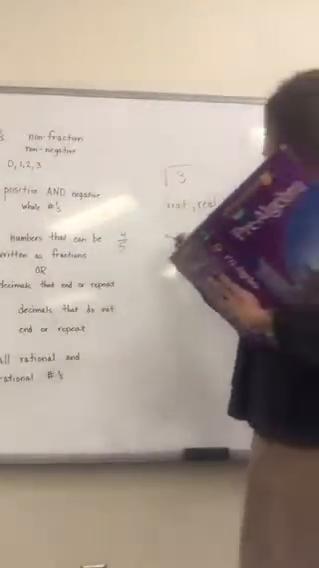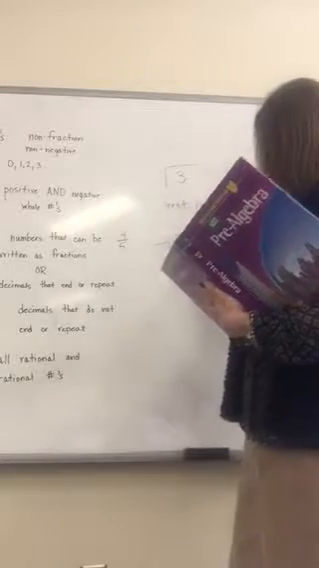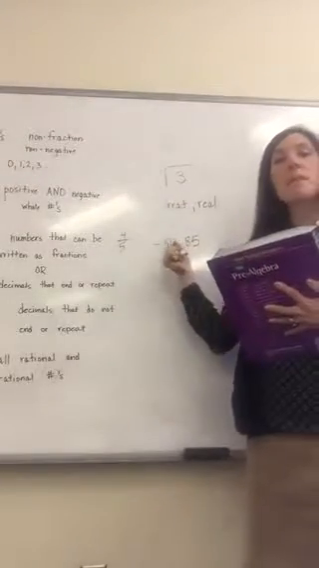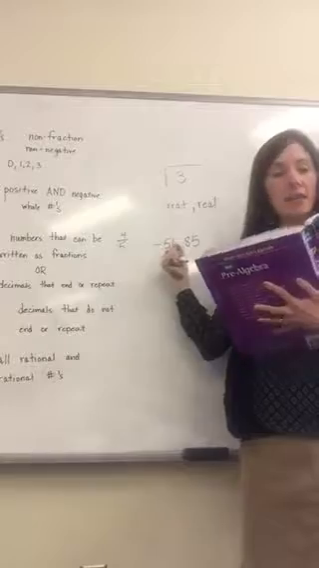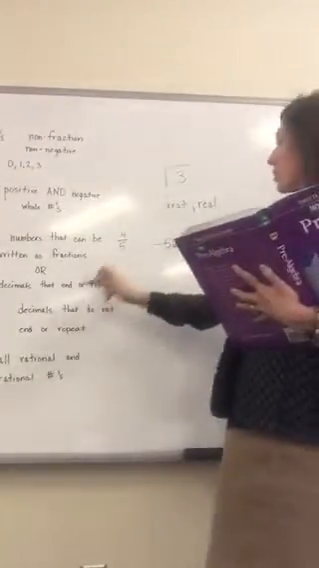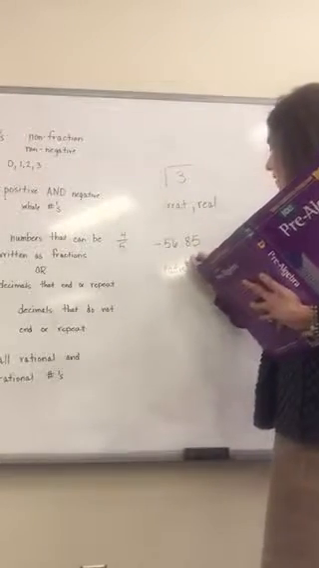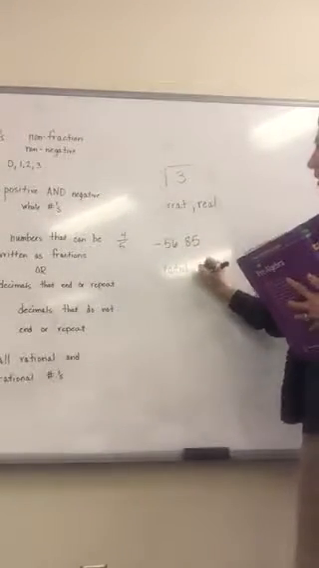Negative 56.85. This is a decimal number that terminates. It does not keep going. So that's going to make it a rational number. So we're going to say rational. I'm going to just abbreviate it this way. You can abbreviate it however you would like.